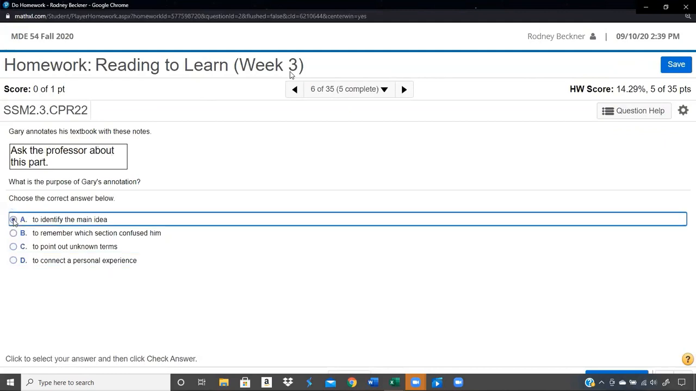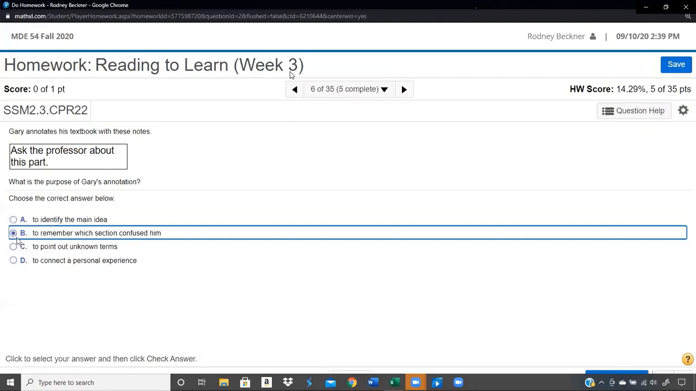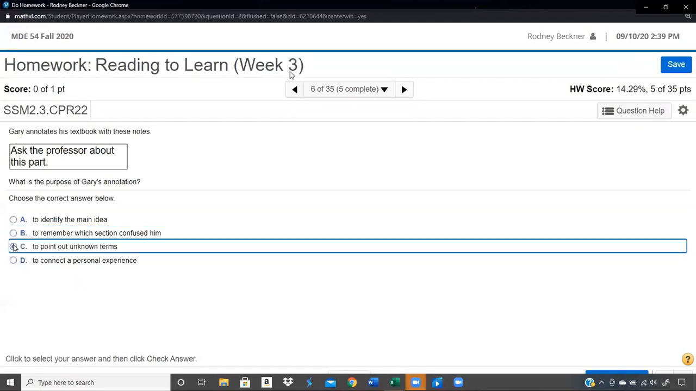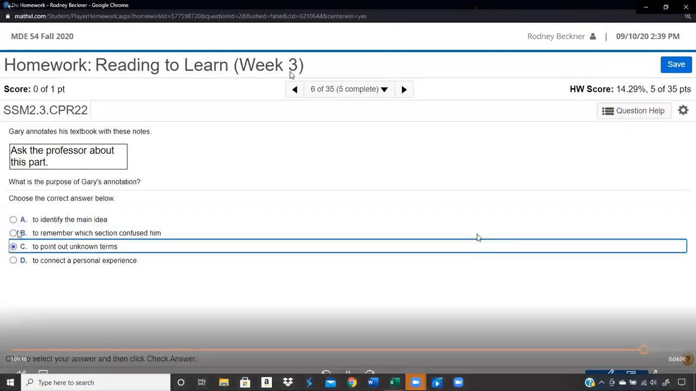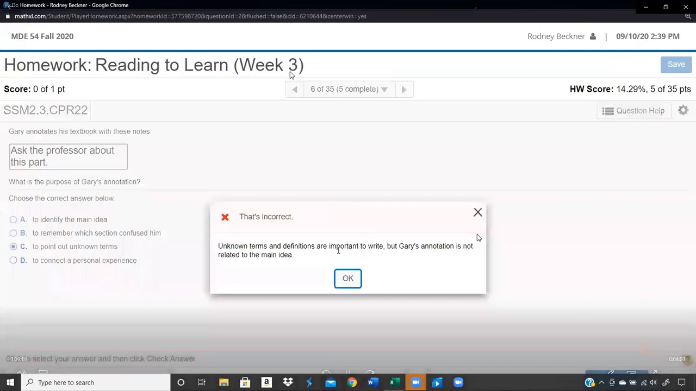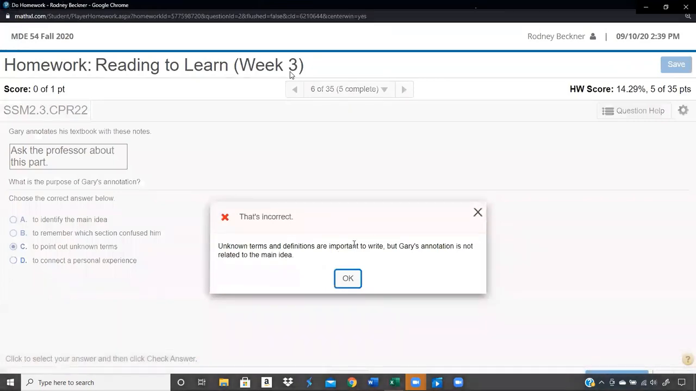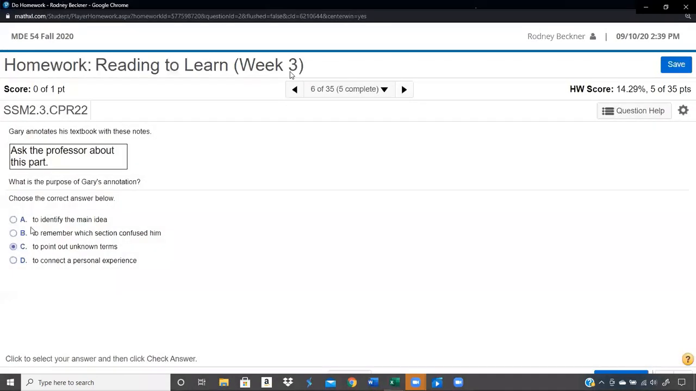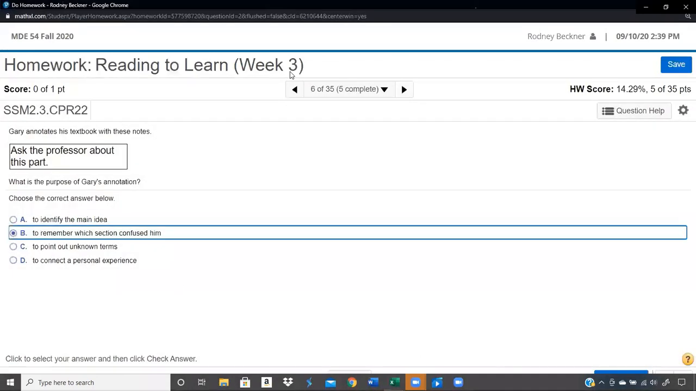Does it seem like it's to identify a main idea? I don't know. That sounds kind of weak if we're just asking a professor about this part. So it's probably remember which section confused him or to point out unknown terms. It could go either way. Let's try unknown terms. So that was wrong. Unknown terms and definitions are important to write, but Gary's annotation is not related to the main idea. So probably to remember which section confused him.